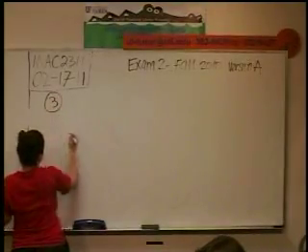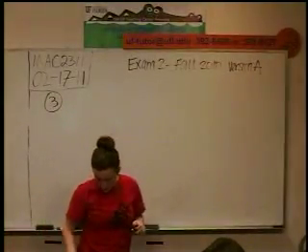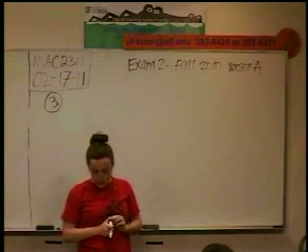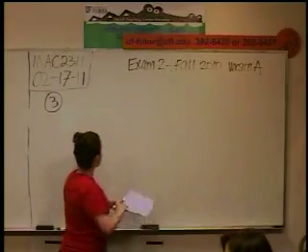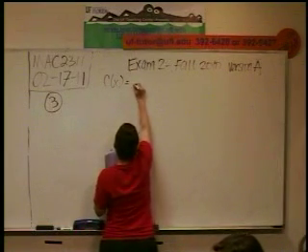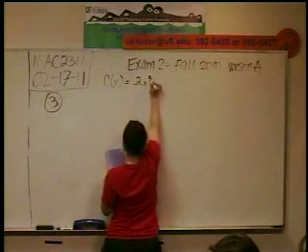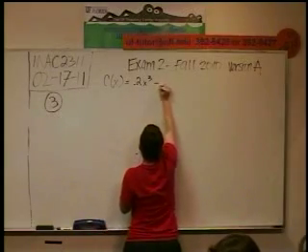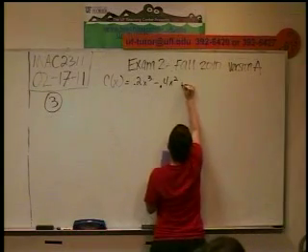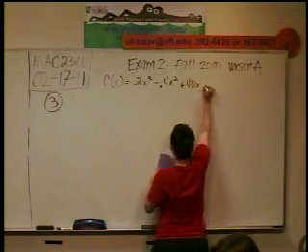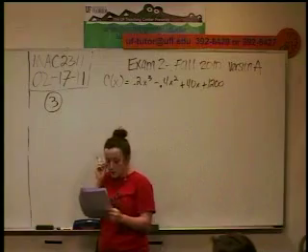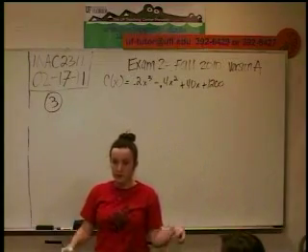Problem number 3 says the total cost in dollars of producing x units of a new product is given by the function C of x is equal to 0.2x cubed minus 0.4x squared plus 40x plus 1200. And it says we want to find and interpret the marginal cost when x is equal to 10.